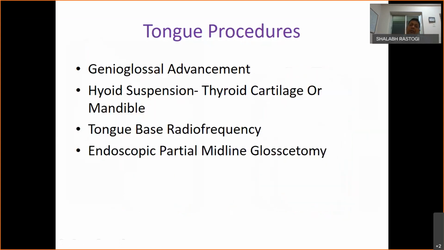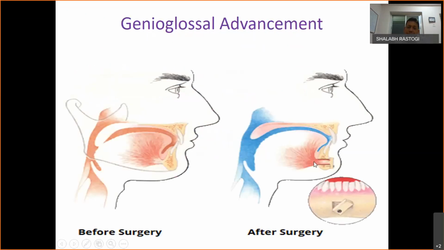Now the tongue. If the tongue base is the culprit, then various tongue procedures are available: genioglossal advancement, hyoid suspension, either with the thyroid cartilage or with the mandible, or tongue-base radiofrequency, or endoscopic partial midline glossectomy. I will basically tell you only the principles.